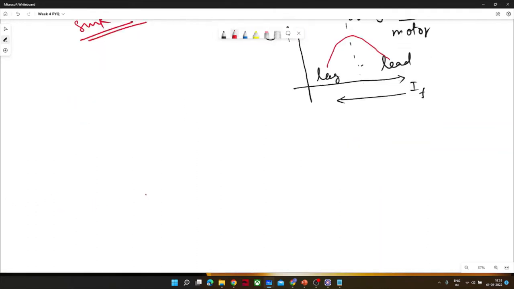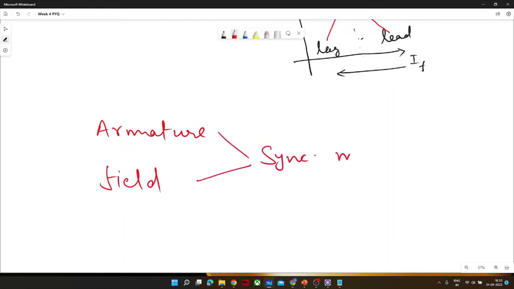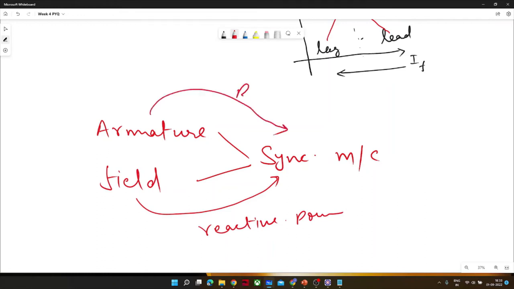Let me put it this way. Armature and field, these two windings are present in a synchronous machine. Field winding's job is to provide all the reactive power to the synchronous machine, and armature winding's job is to provide all the real power. Then this synchronous machine would be at unity power factor, because no reactive power is supplied by the armature.